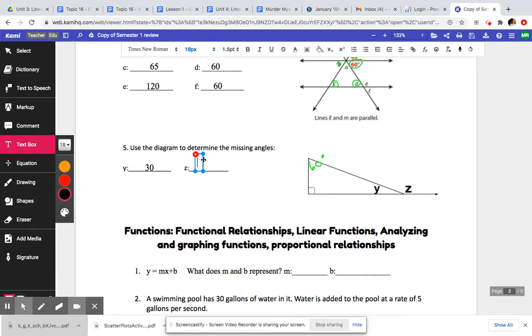Supplementary angles add up to 180, and so y and z will add up to 180. So 30, 180 minus 30 will give you 150.